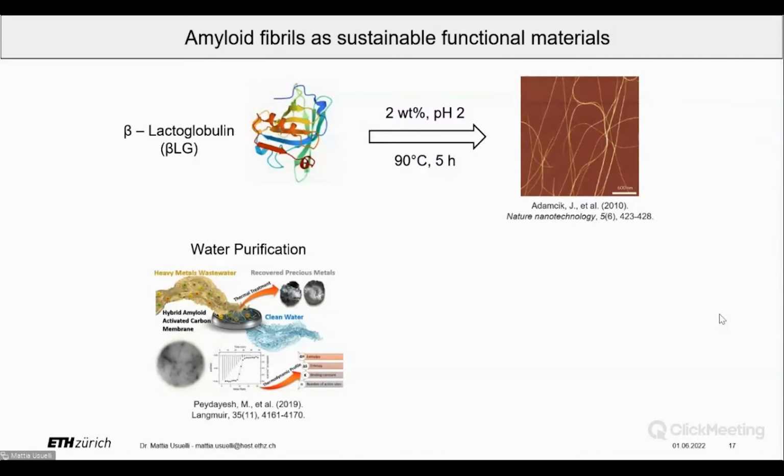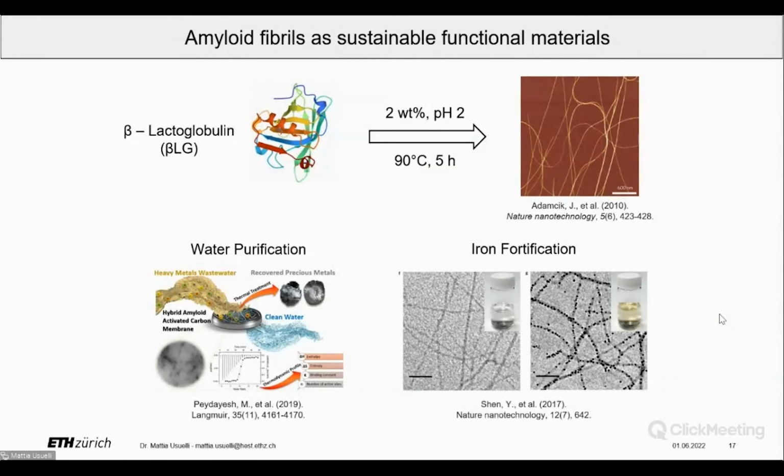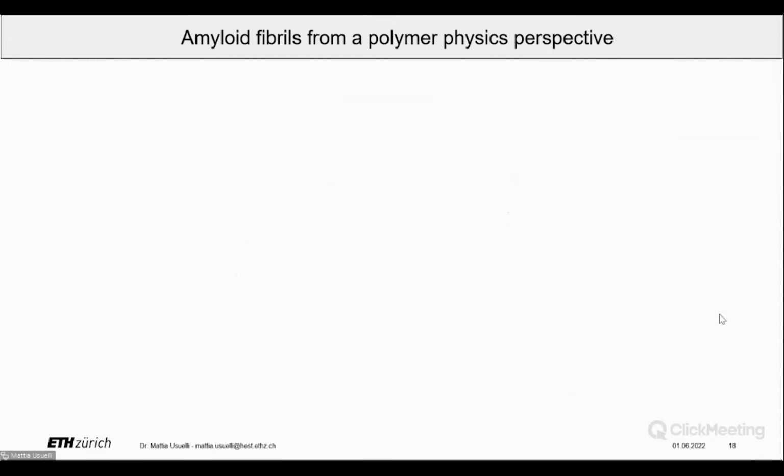These amyloid fibers, besides being very interesting from a theoretical perspective, can be used, for example, for universal water purification because they absorb heavy metals very nicely, or they have also been used, for example, for iron fortification. So it is extremely important to understand the properties of the physical states that these amyloid fibrils are forming.